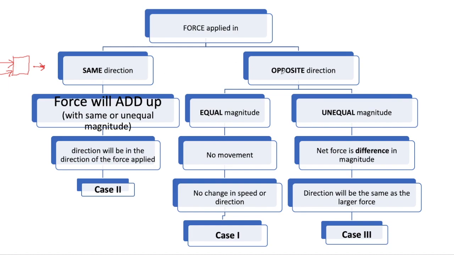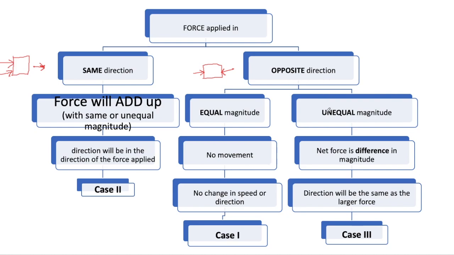Now we see that the force can also be applied in the opposite direction. The opposite direction can happen in two ways: when the forces applied are of equal magnitude and when they are of unequal magnitude. First we'll consider the equal magnitude. Here this is the object. The forces applied are of equal magnitude but in opposite directions. So what will happen in this case? The two forces will cancel out each other, hence there will be no movement generated and no change in the speed or direction of the motion of the object. This was case 1 of our discussion.